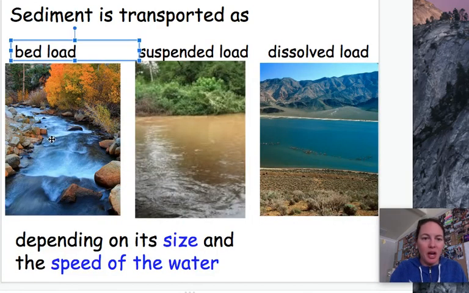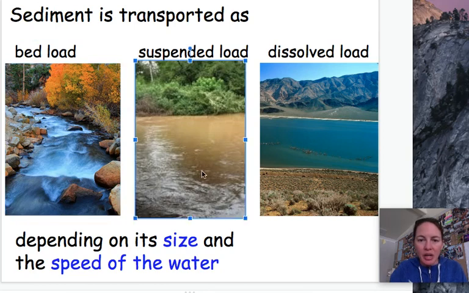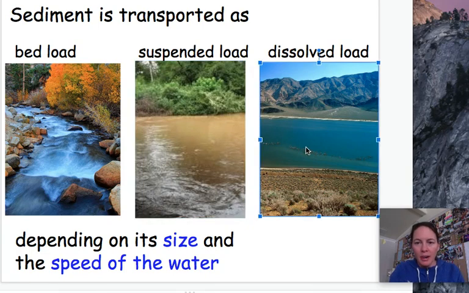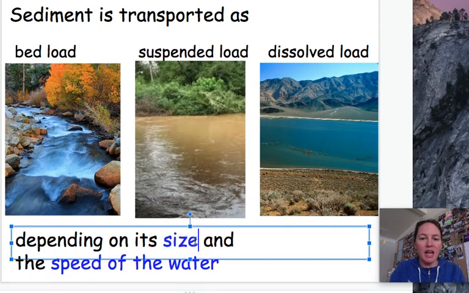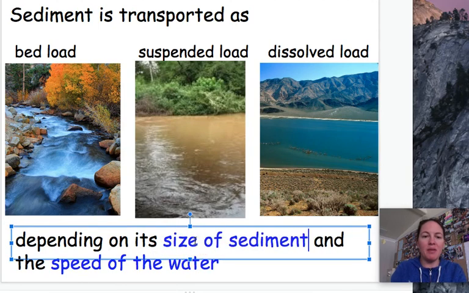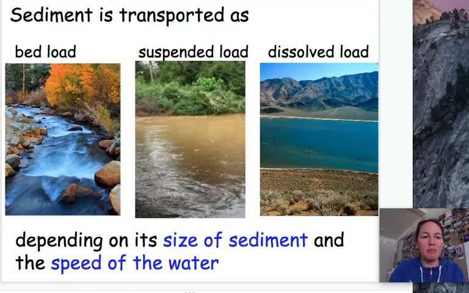The bed load on the bottom. You can see this river is moving really fast and it's able to carry some of the big boulders. The suspended load in here, where you can see the particles and you can tell that there's suspended load in there because they turn the river this murky brown. And then dissolved load, which are ions that make like salt that dissolve in the water that are kind of clear. Now, the way the sediment is transported depends on both the size of the sediment and the speed of the water. We're going to talk about that in a second.